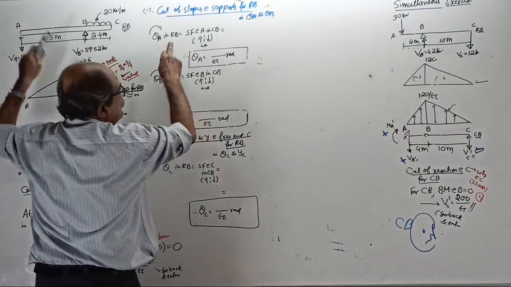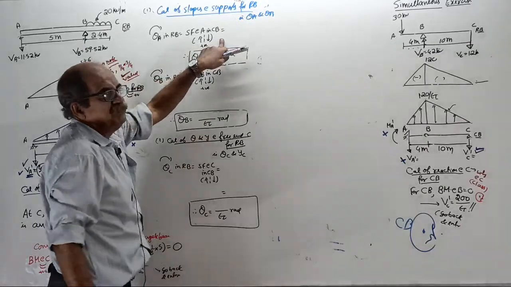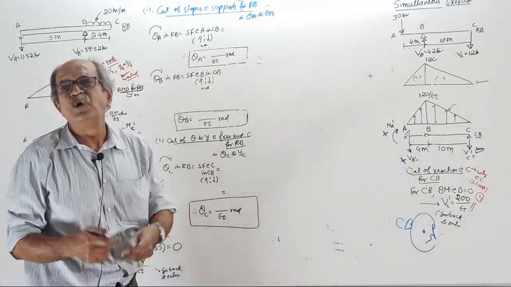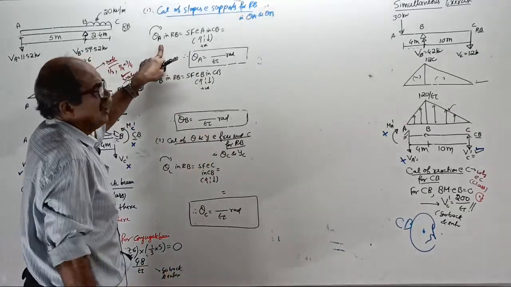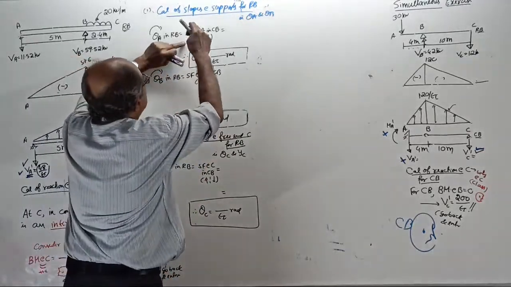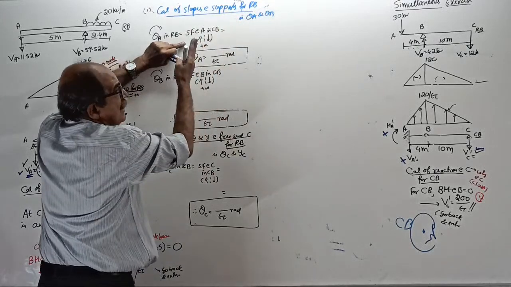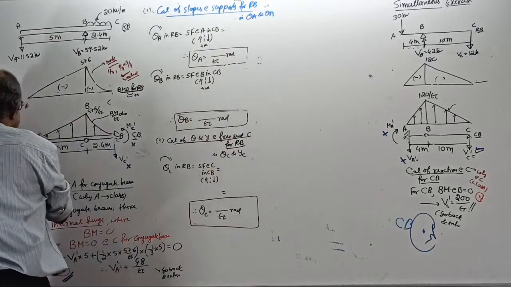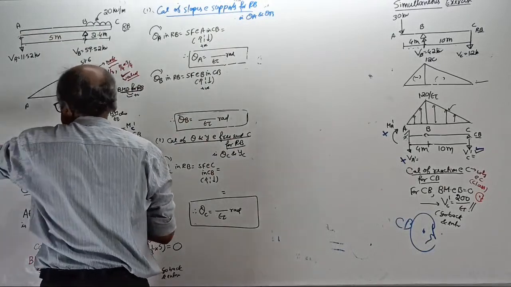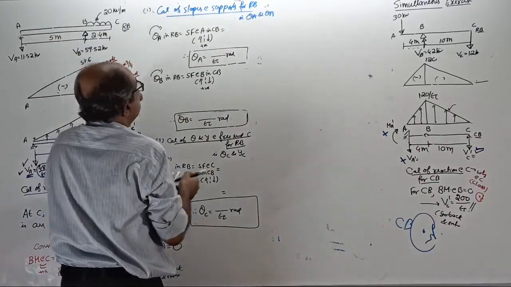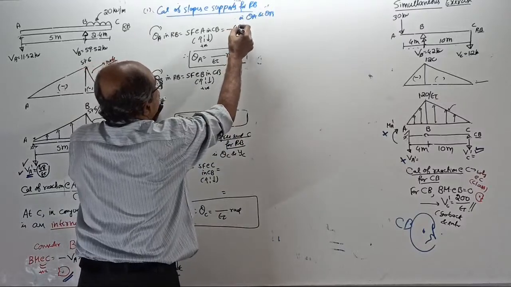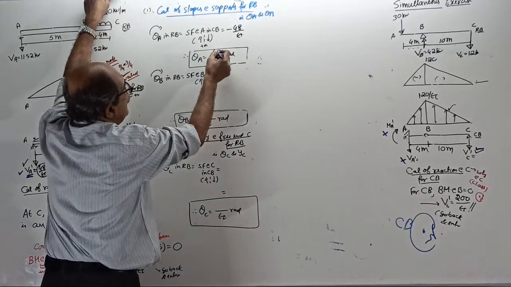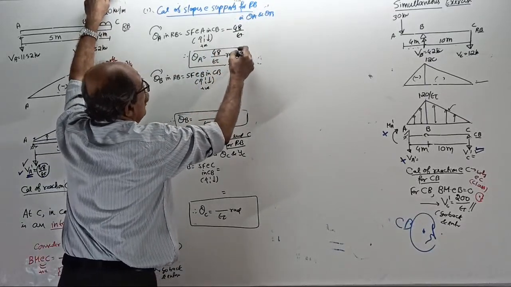Theta A clockwise in the real beam equals the shear force at A in the conjugate beam, left side up, right down. Slope here is shear force here. Look that side, it is minus 48 by EI. Why? Left down is negative. Therefore, theta A equals 48 by EI radian anti-clockwise.